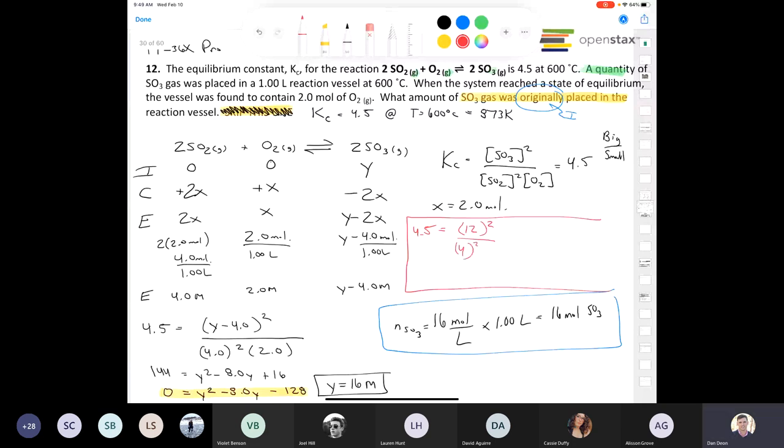4 squared times 2. I'm just doing some quick and dirty math here. So if you grab a calculator, you take 144 divided by 32, right? So that equals 4.5. So it all checks out. So this is our check, okay? All right. There you go. So it all worked out. Everything worked out. Okay? There you go. So number 12.